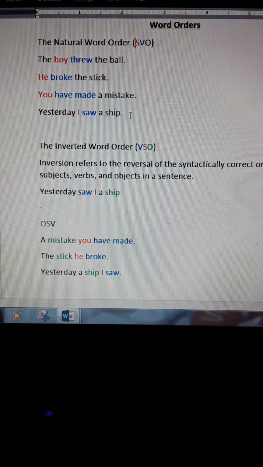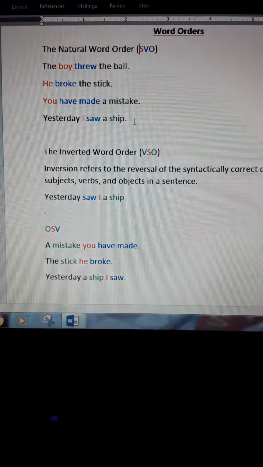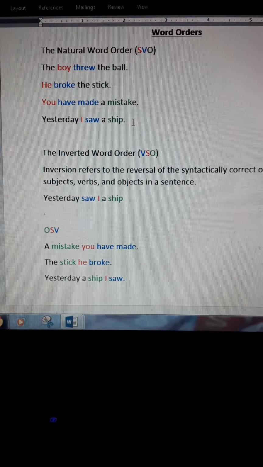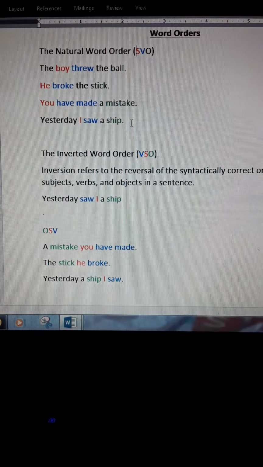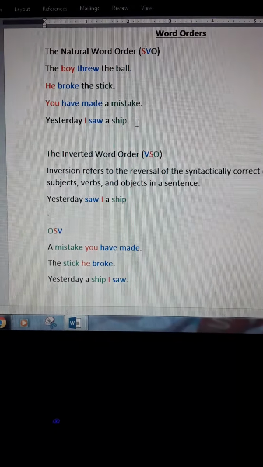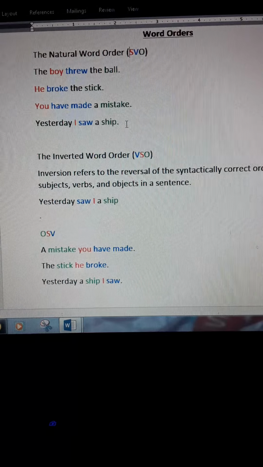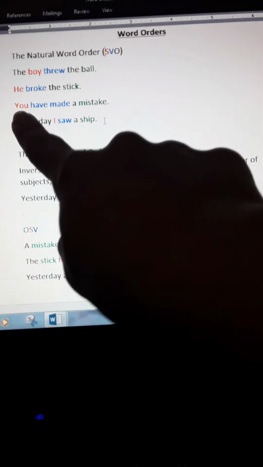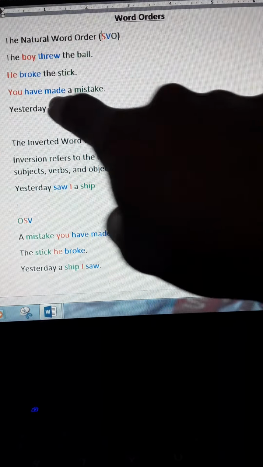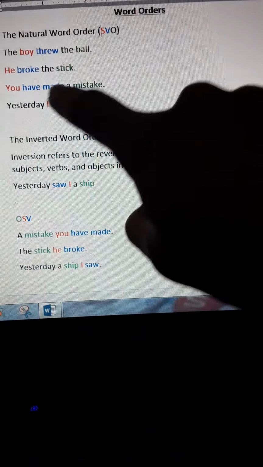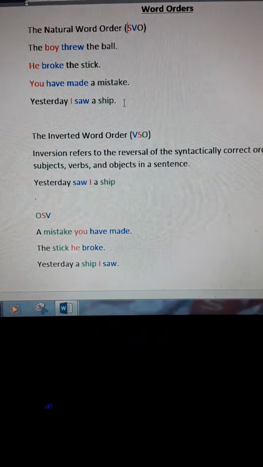Second sentence, he broke the stick. He as the subject, broke as the verb, broke what? The stick as the receiver of the action broke. Therefore, it is the object of the sentence. You have made a mistake. You as the subject have made, remember this is a helping verb, made a mistake. So we have the object as well.